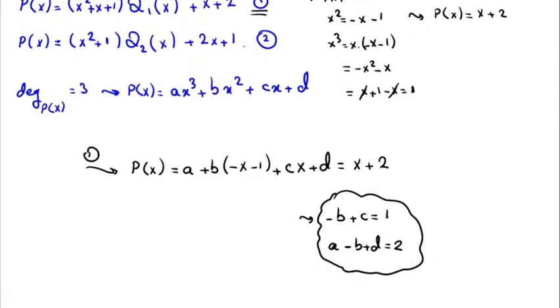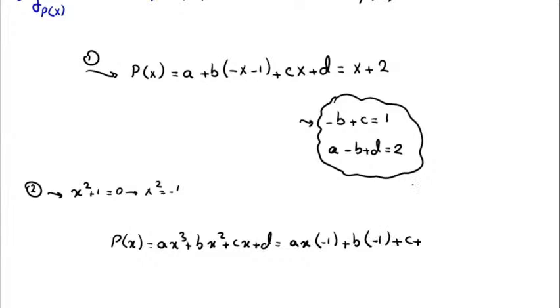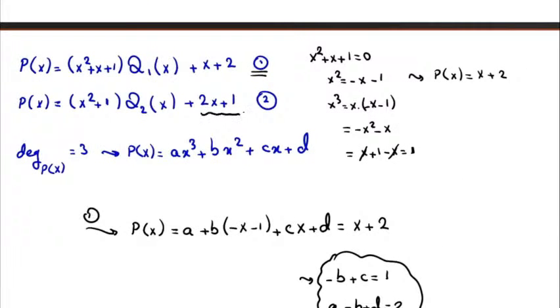Let's use the same thing for equation number 2. In equation number 2, I want to find x where x squared plus 1 is 0, so x squared is negative 1. So if I replace in p of x, which is ax cubed plus bx squared plus cx plus d, it will be a times x squared, which is negative 1, times x, plus b times x squared, negative 1, plus cx plus d. Equal to what? Equal to the remainder, 2x plus 1.